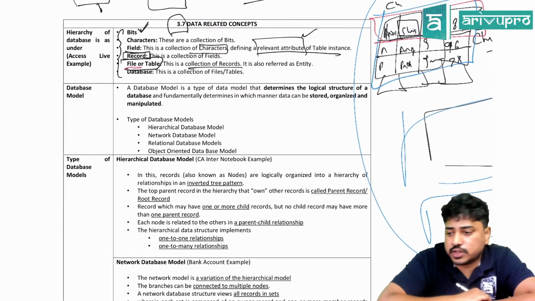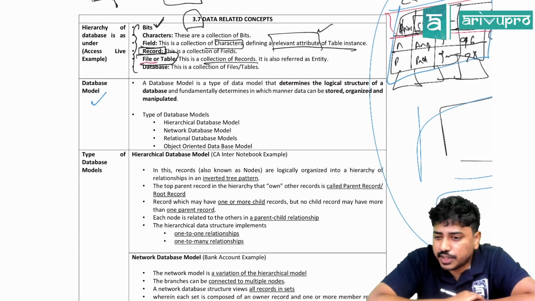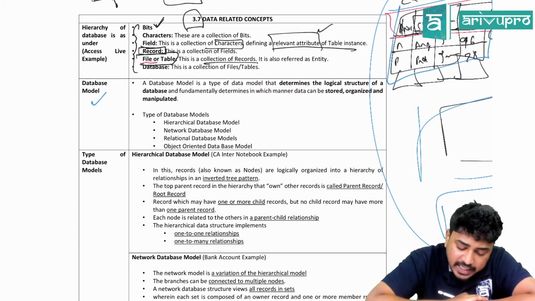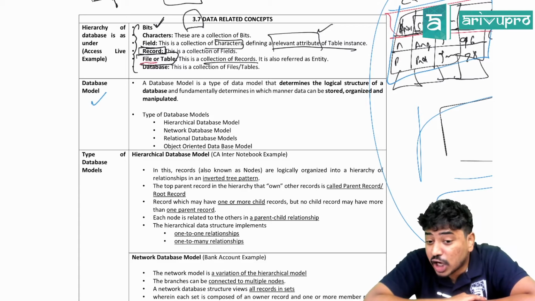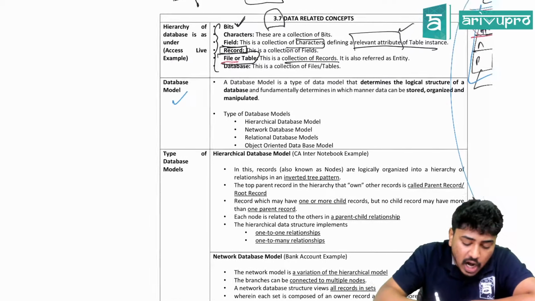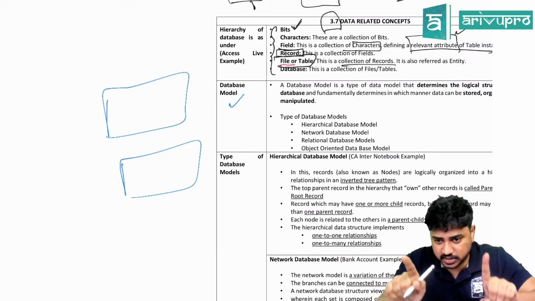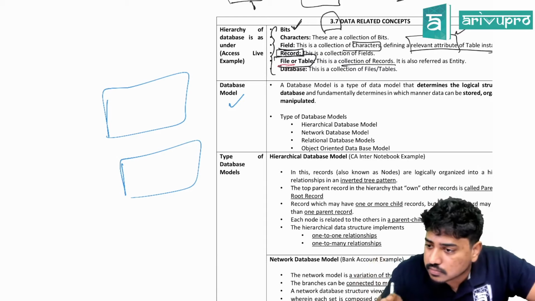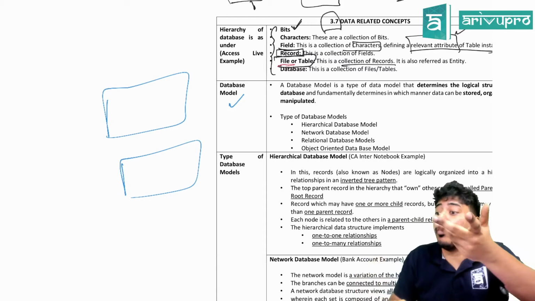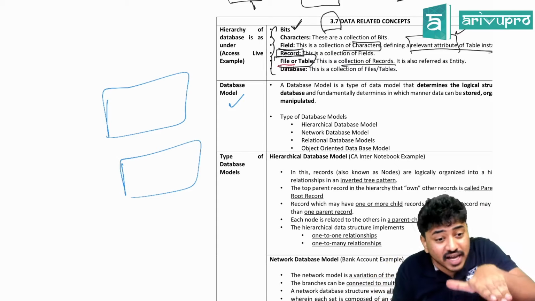Now let us go into this. Now, database model. What is this database model? We'll read through, then we will understand. A database model is a type of data model that determines the logical structure of the database. Very important. That determines the logical structure. I told you there's some logic in a database. Data are related with some logic. What logic? The database model defines what logic, or in simple terms, how they are arranged.